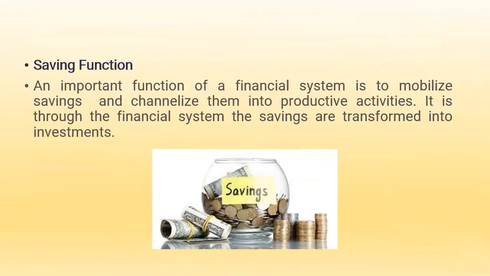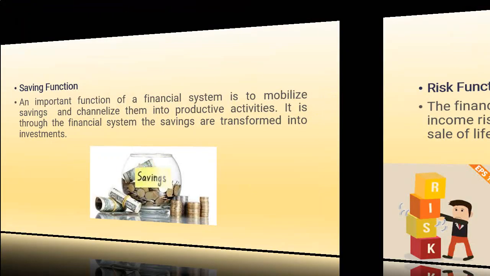Next one, it is the saving function. An important function of the financial system is to mobilize savings and channelize them into productive activity. First, it is to mobilize savings, to encourage savings and channelize them to be used in the most productive manner. It is through the financial system that savings are transferred into investment. Whenever we save in banks, the bank further provides loans to other people, and then our savings are transformed into investment. This is also a main role of the financial system, the saving function.